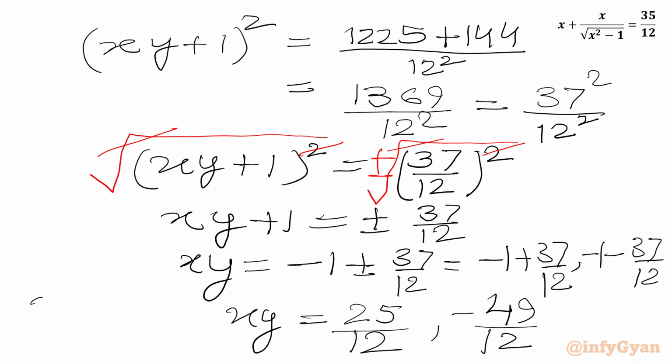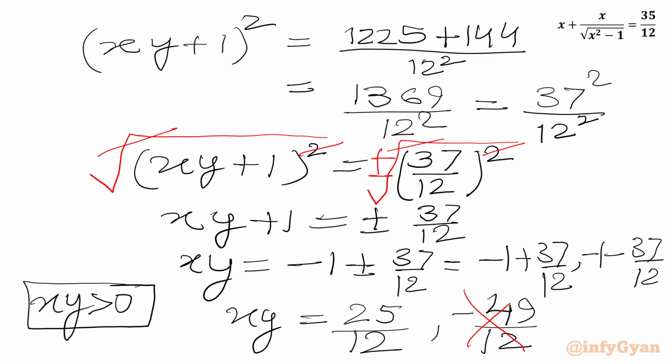Now we have a condition on xy. xy should be positive for sure. x is greater than 1, y is greater than 0. So the product must be greater than 0. On this ground, we will reject minus 49 over 12 since it is negative. So xy would be 25 over 12.